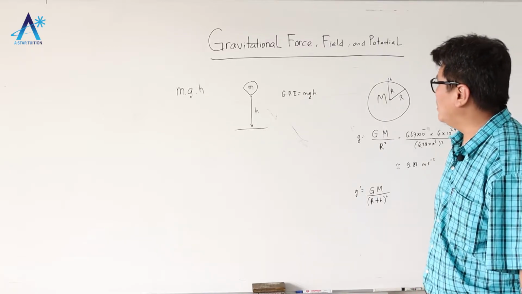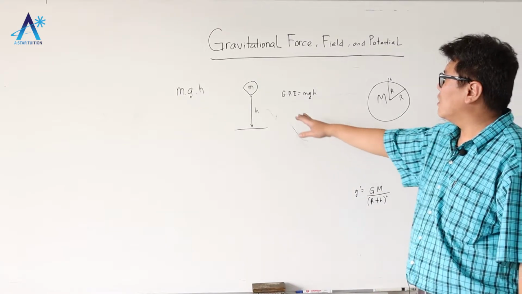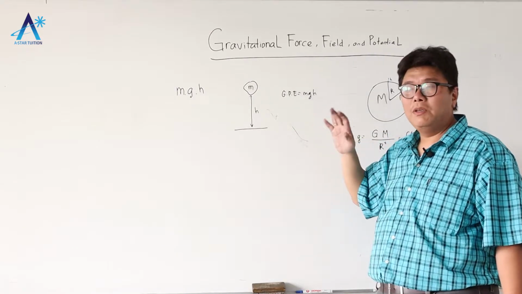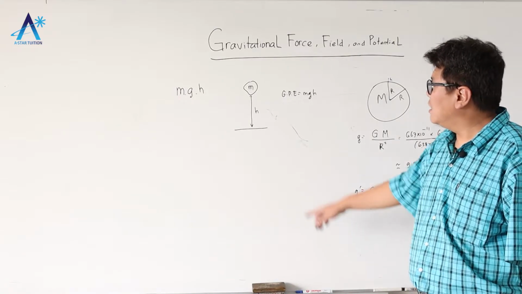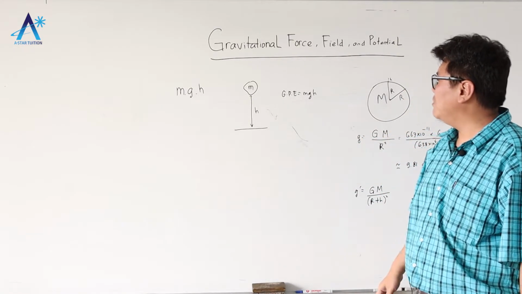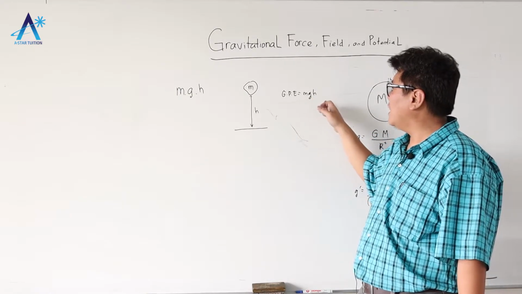In order to calculate the GPE, according to what we defined GPE to be before, GPE was defined as this. So you multiply mass, g, and height, the vertical distance.